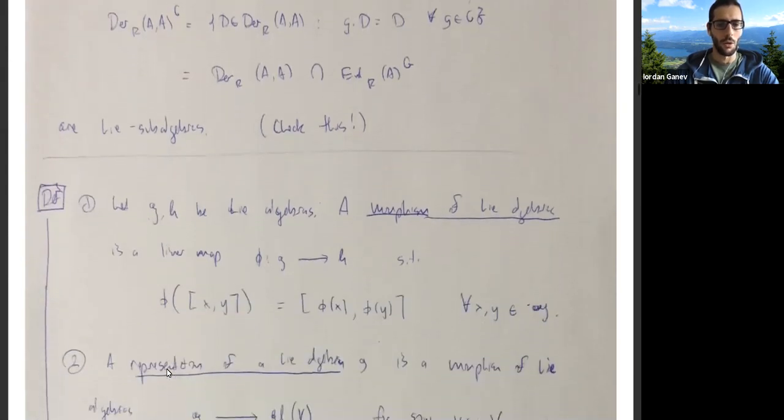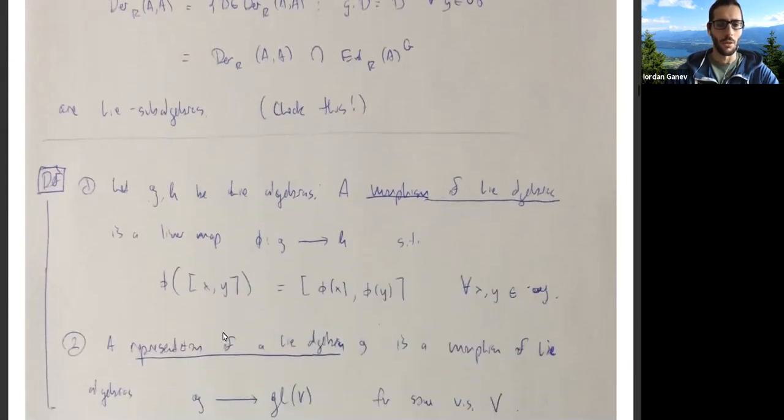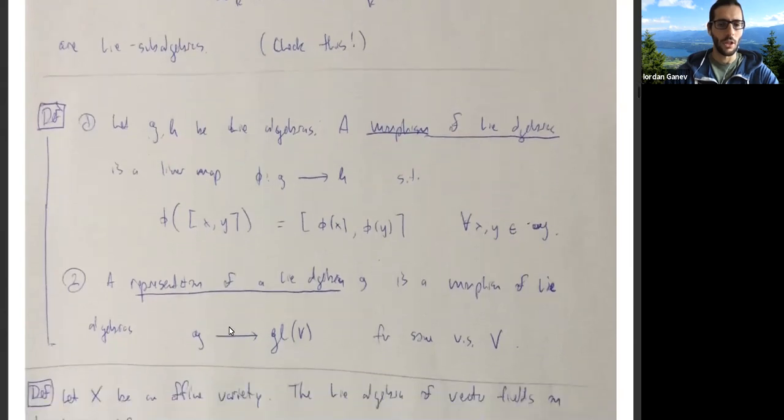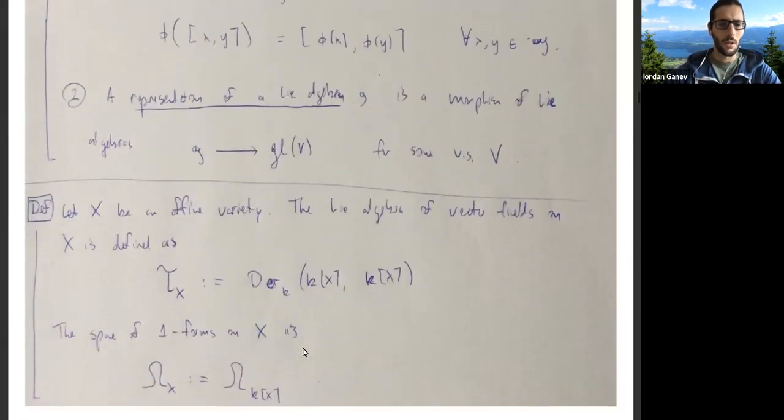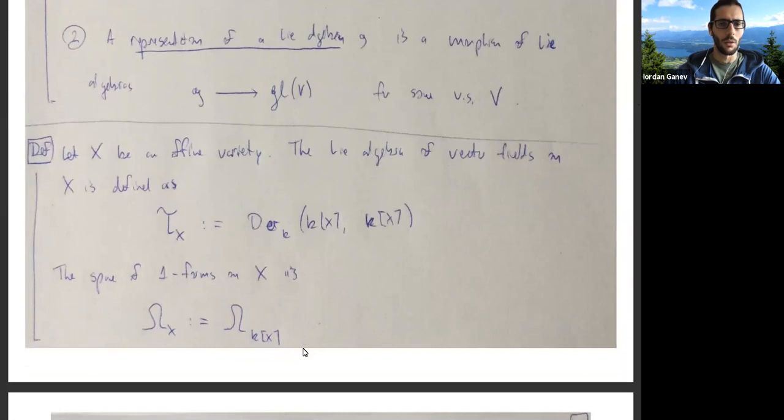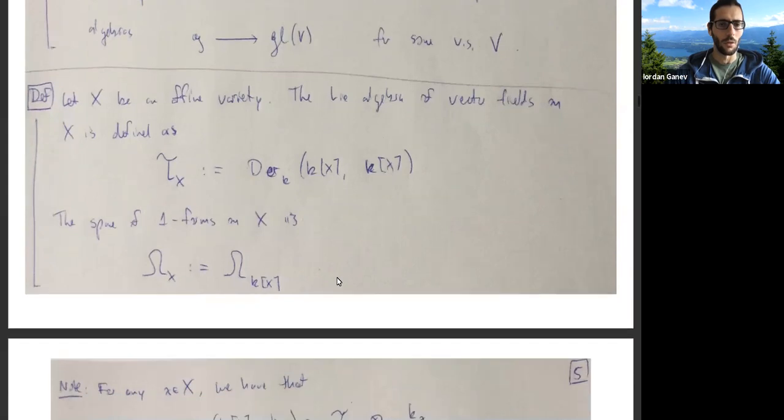We had the notion of a morphism of Lie algebras, so it respects the bracket. And a representation of a Lie algebra is a morphism of Lie algebras from g to gl(V) for some vector space V. So gl(V) is just the endomorphisms of V thought of as a Lie algebra. And we defined vector fields on an affine variety as derivations of the affine algebra of X, and these form a Lie algebra.